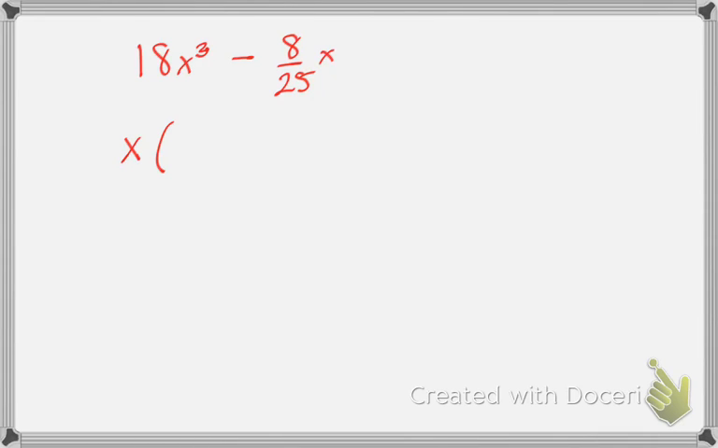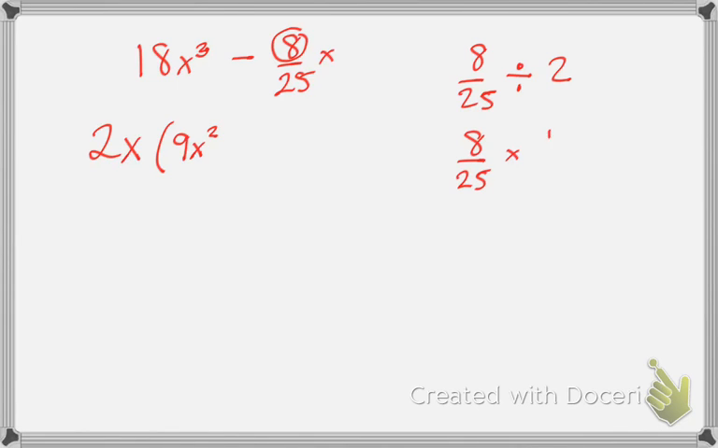Let's say I want to see if 2 goes into both. Let's try 2x. 2x divides into 18x to the 3rd, and I'd be left with 9x squared. Okay, that works. Now, when I have 8 over 25 and I divide it by 2, do we divide fractions? No, we multiply by the reciprocal. Now I can cross cancel, and I'm left with a very pretty number, 4 over 25, which is a perfect square.